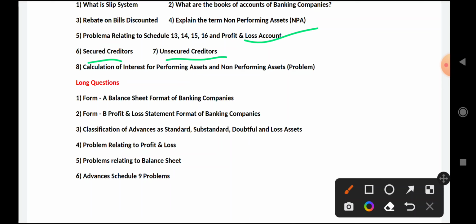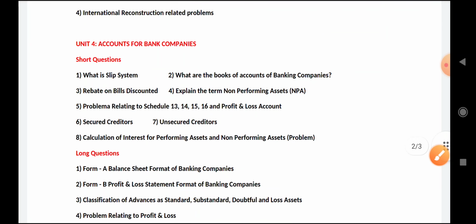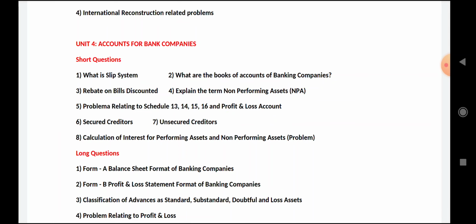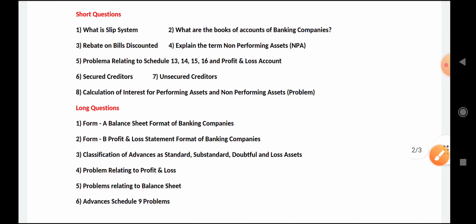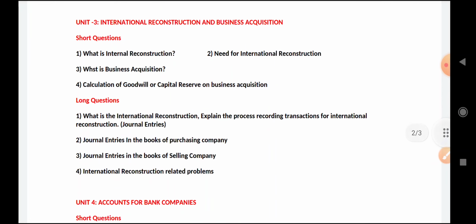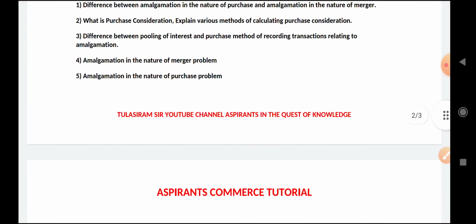oh actually these secured creditors, unsecured creditors are relating to the first unit, liquidation unit, they are related to liquidation. So by mistake here in front this secured creditors unsecured creditors comes under the liquidation topic, so please consider that one as liquidation. In the description file of this video I'll change and I'll put it in here. Okay, that is what I'm thinking. Somewhere something gone wrong.